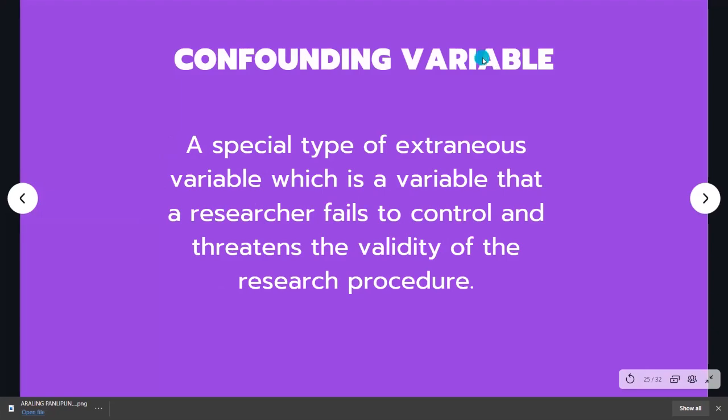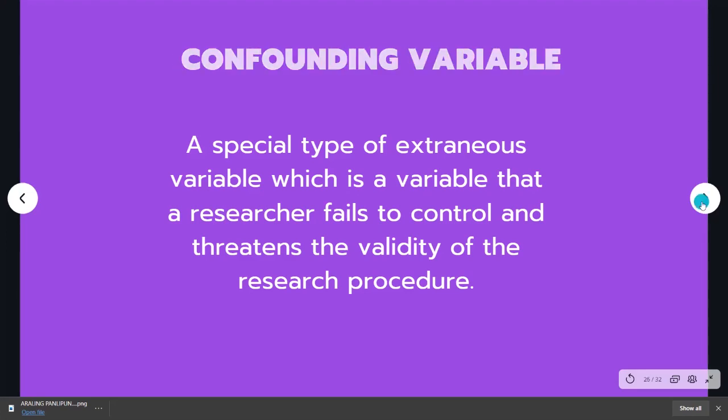So, yung extraneous variable, pwede rin siyang tawaging confounding variable. So, ang special type ito na extraneous variable, which is a variable that a researcher fails to control and threatens the validity of the research procedure. By knowing the extraneous or confounding variables, you will be able to lessen the adverse effect of this variable in your study. Okay, so let us have some example.